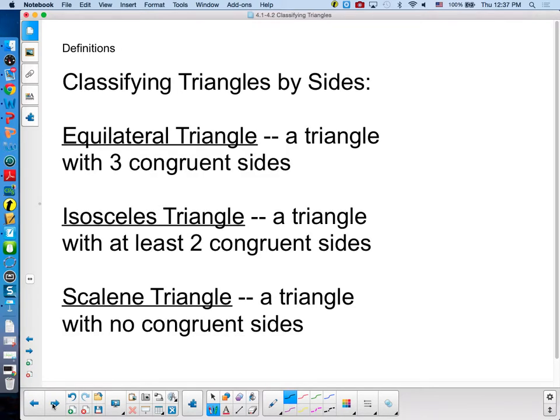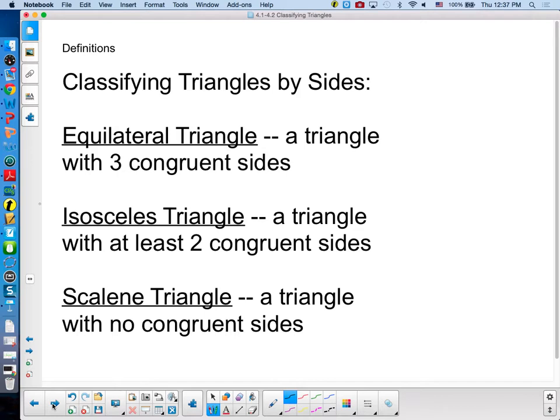We will classify triangles in 2 ways today. One way is by the side lengths, how long the sides are. These are the words that you will use when we classify by sides. An equilateral triangle is a triangle with 3 congruent sides. What does congruent mean? Right. So if all the sides are the same length, it's equilateral.